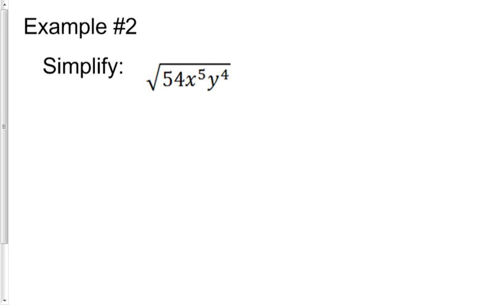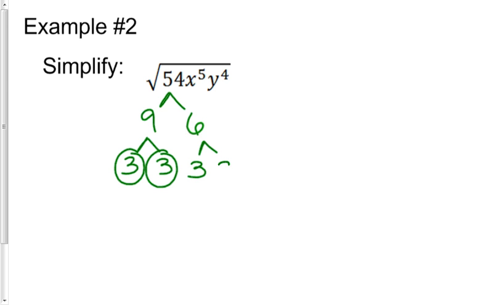Here's example number 2. Now we've got some variables. We're going to start with the number, break it down just like we did the previous example. So 54 is 9 times 6. Neither of those are prime numbers, so we're going to break it down again. 9 is 3 times 3. Both of those are prime, so we're going to go ahead and circle them. 6 is 3 times 2, so we're going to go ahead and circle those guys as well.